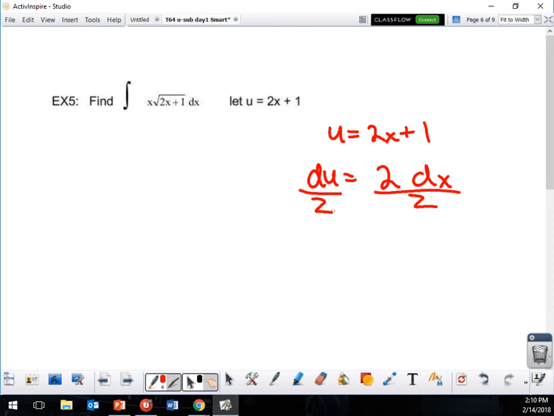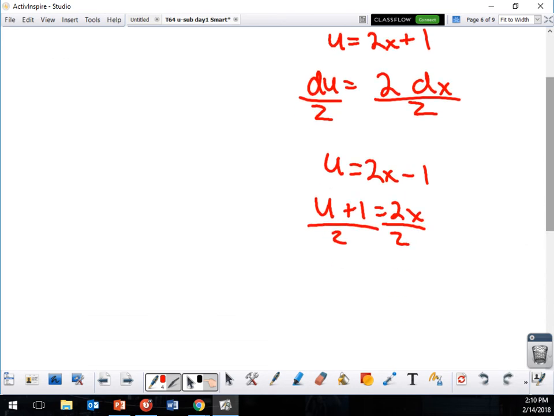Stop there, right there. Excellent. Yes. Isolate the x. u equals 2x minus 1. So it's going to be u plus 1 equals 2x, and divide by 2. So it's going to be u plus 1 over 2 is equal to my x.